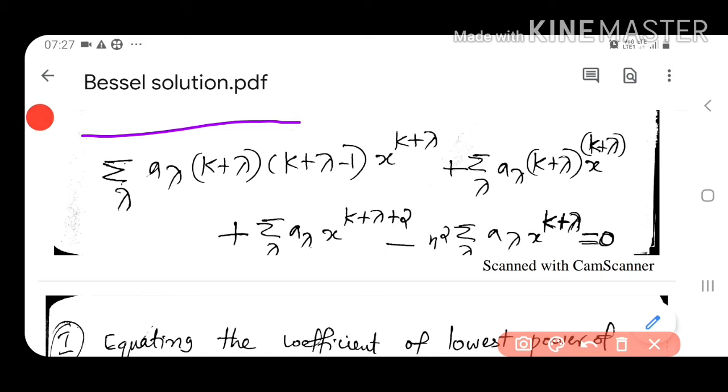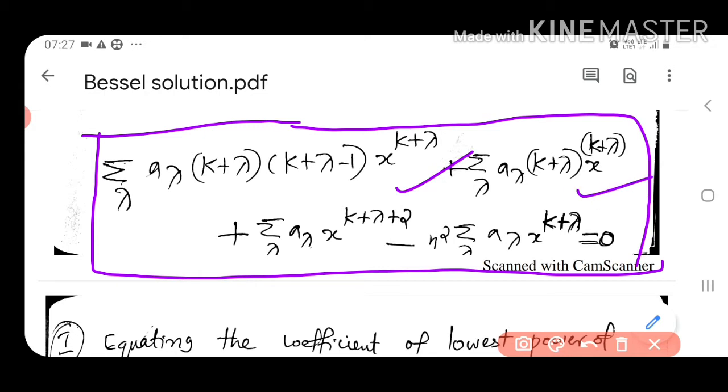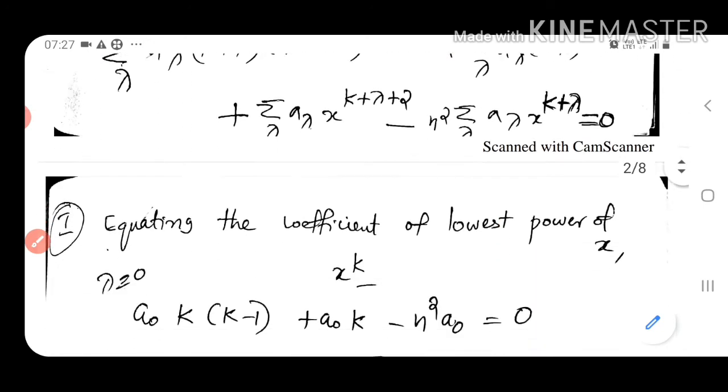Okay, as we substitute, we will get this. And for x square minus n square, we will have two terms. Like this, we will have two terms, and altogether we will have 4 terms. Okay. So as we substitute in our Bessel equation, we will be obtaining this.